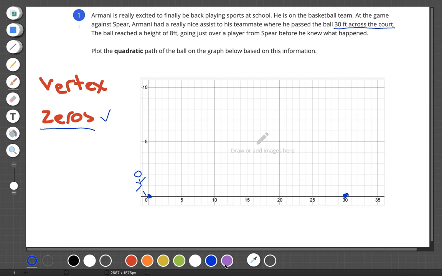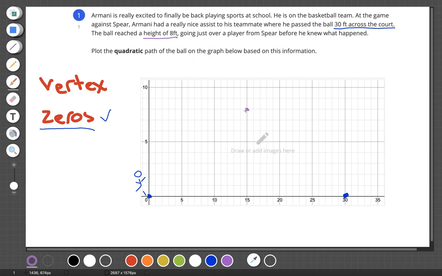Then we have the vertex. And remember, vertex is usually related to the height. So how high did it go? Well, it tells us the height of 8 feet. So 8's going to be up here, but the question is, did it go up to 8 feet and then fall all the way down here? No, it's going to follow that quadratic. Well, we need to remember that a quadratic is symmetrical, so we have to think what's halfway between 0 and 30. Well, that would be 15. So that's where it's going to finally hit that maximum point, halfway between, because it's symmetrical.